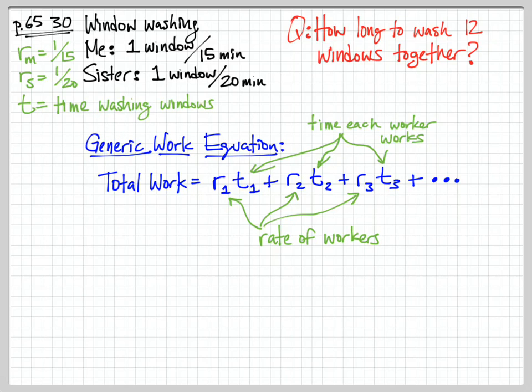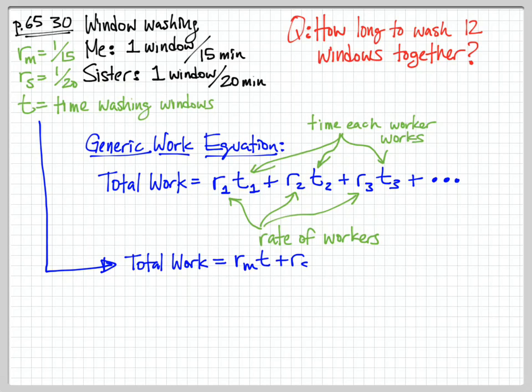So now that I have these variables defined, I can rewrite my work equation specific to this situation, where the total work is the rate which I work times the time, plus the rate that my sister works times the same amount of time. And now in this case, we can plug in the numbers that we know, where 12 is equal to 1/15th t plus 1/20th t. And if you can get to this point, this is the really key place for the equation. Now, to solve this, this is what I'm going to do.